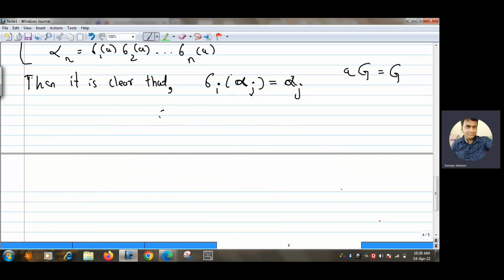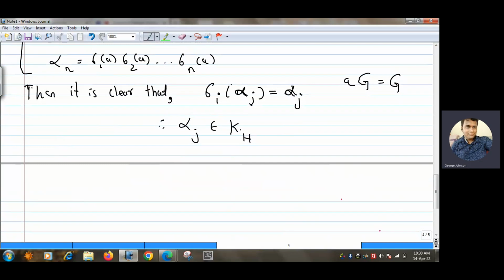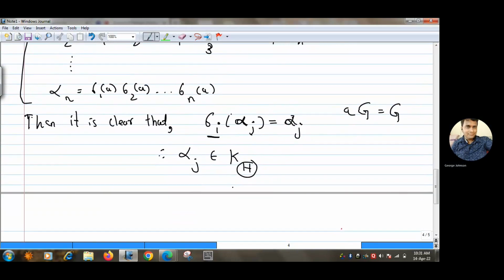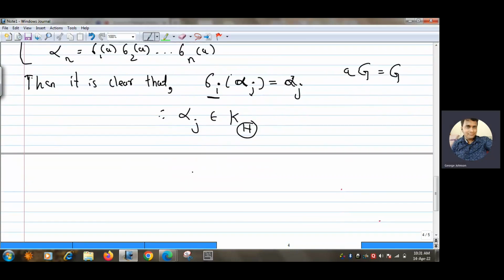So that means you can see that every alpha j is in K^H, because what is K^H? K^H is all the elements of K which are fixed by every element of H. Okay, and the elements of H are nothing but sigma i's, and we can see that every element of H is fixing these alpha j's. So every alpha j is fixed by every element of H. So therefore alpha j's are in K^H. Okay, all of these alpha j's are in K^H.